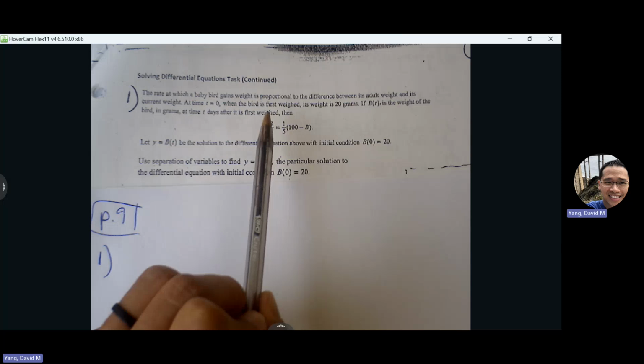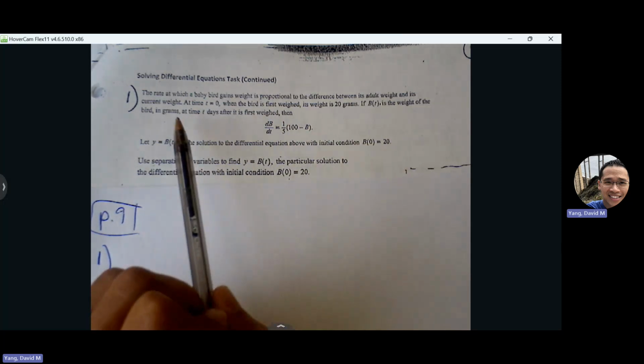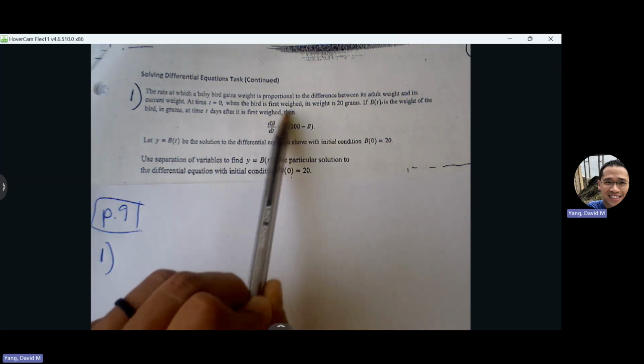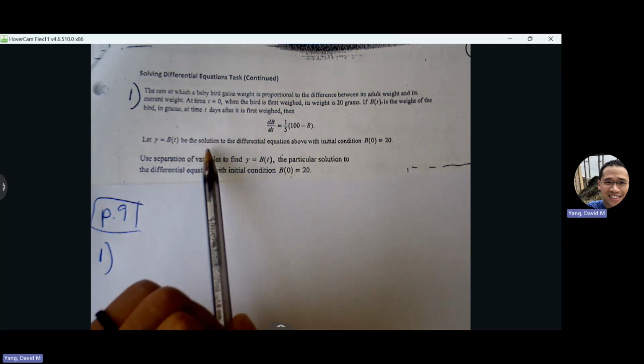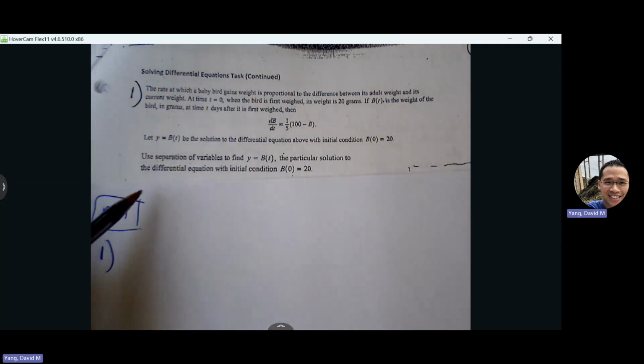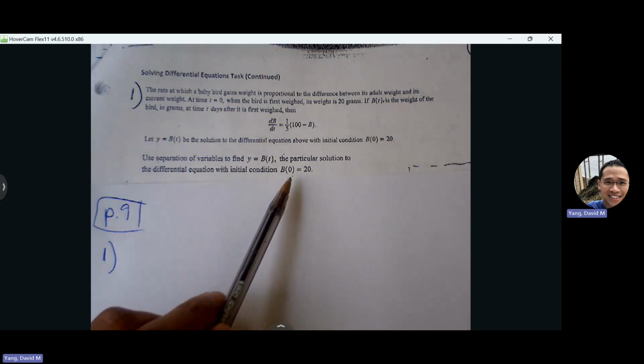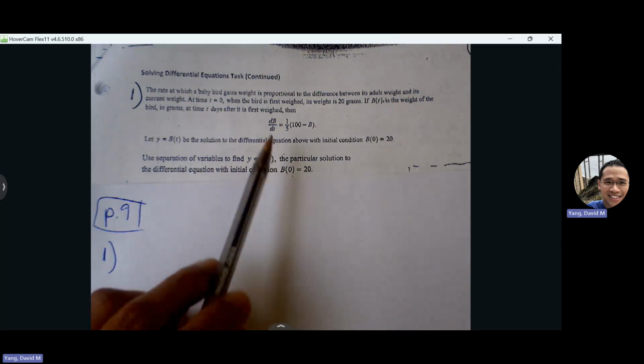The rate at which a baby bird gains weight is proportional to the difference between an adult weight and its current weight. At time t equals 0, when the bird is first weighed, its weight is 20 grams. B of t is the weight of the bird in grams, and the rate at which the weight is changing is given by this differential equation. Let y equals B of t represent the solution to the differential equation. Use separation of variables to find y equals B of t, and then use the initial condition to help you solve for C.